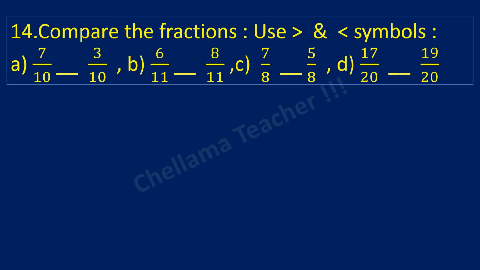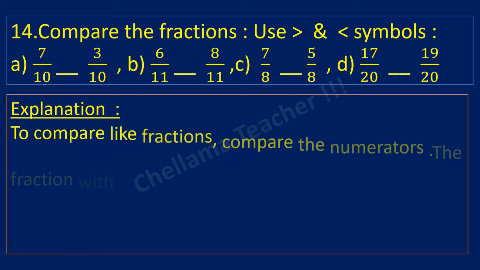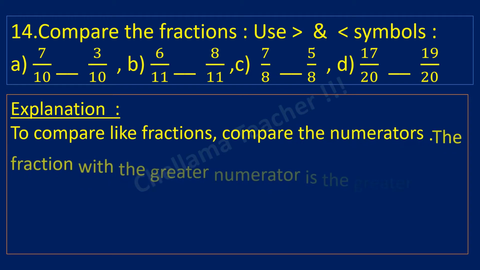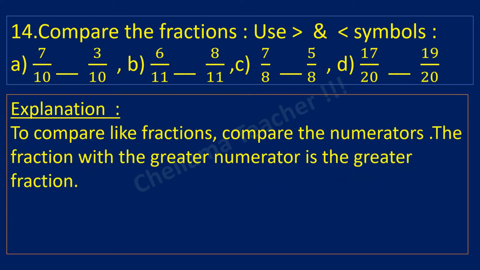Part D, 17 by 20 and 19 by 20. Here, when we check all the denominators in each question, they are the same: 10, 11, 8 and 20. To compare like fractions, compare the numerators. The fraction with the greater numerator is the greater fraction for like fractions.